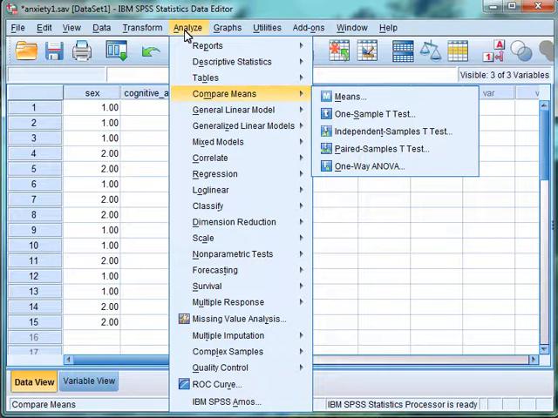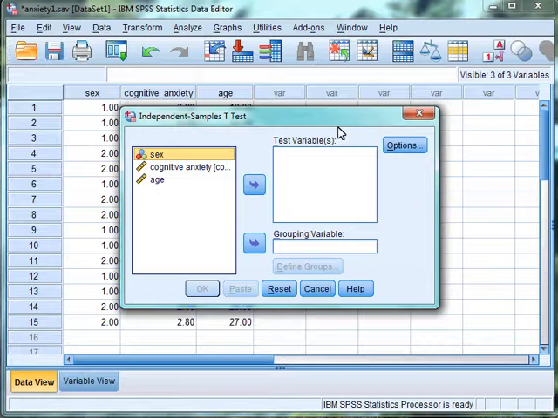This time we're going to select Compare Means and select Independent Samples t-test. In the box, the test variables is another word for the dependent variable. So in this example, we're going to select cognitive anxiety, which is our dependent variable, and move it into the test variables box. The grouping variable is our independent variable, so we're going to select sex and move this to the grouping variable box.